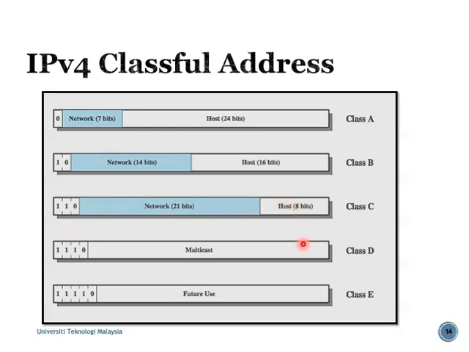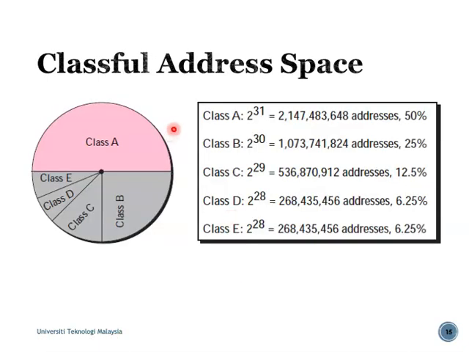For class D and class E, they are not divided into network ID and host ID. Class D is used for multicast, and the first 4 bits, 1110, identify class D. Class E is reserved for future use.